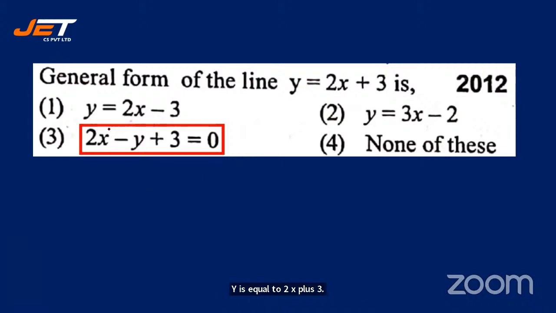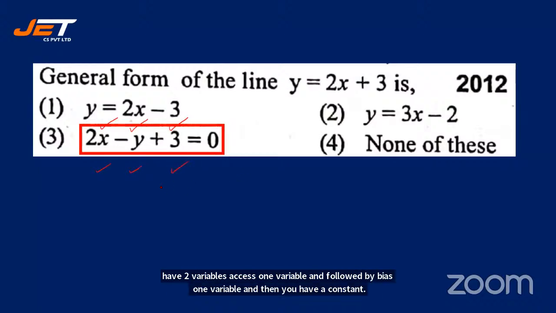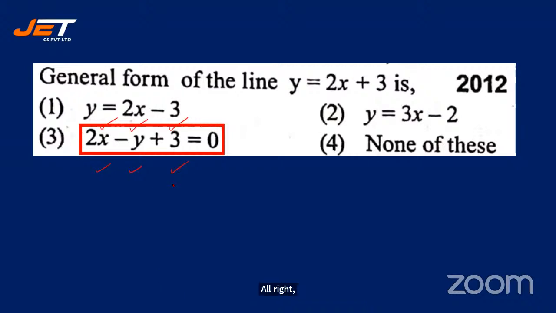This one. So first you should always put x, and after that you should have y, and after that one constant should be there. So you have two variables, x as one variable followed by y as another variable, and then you have a constant. All right, students, so this is the general form: x plus y plus some constant is equal to 0.